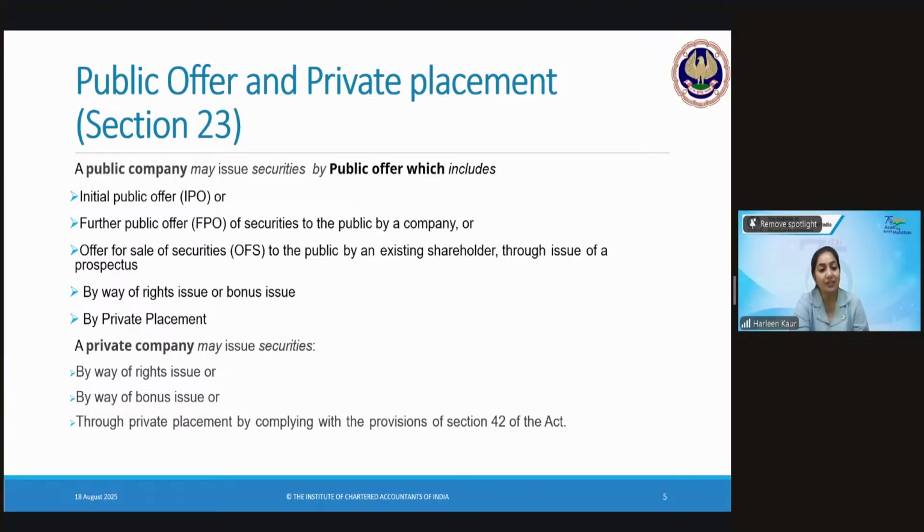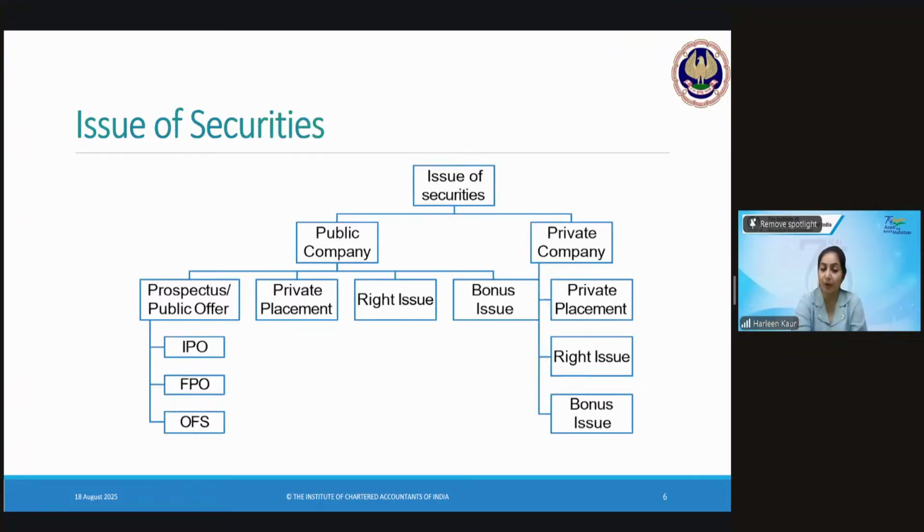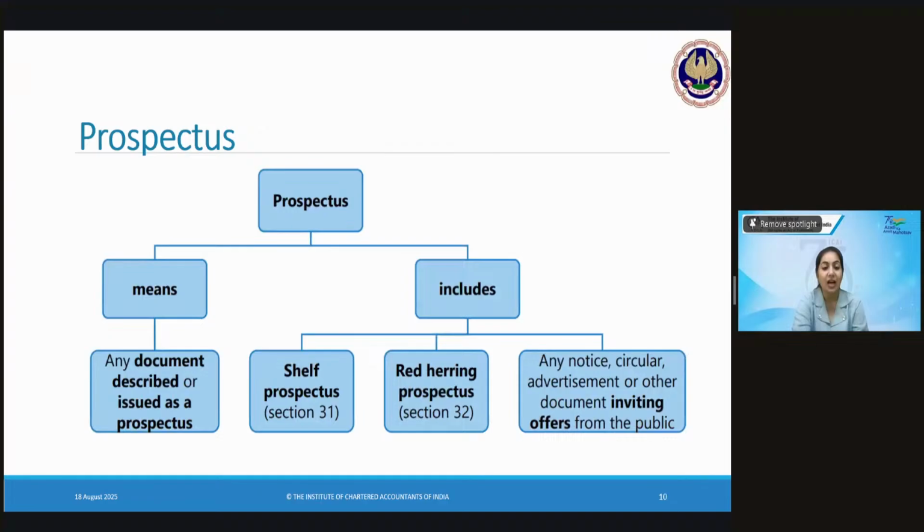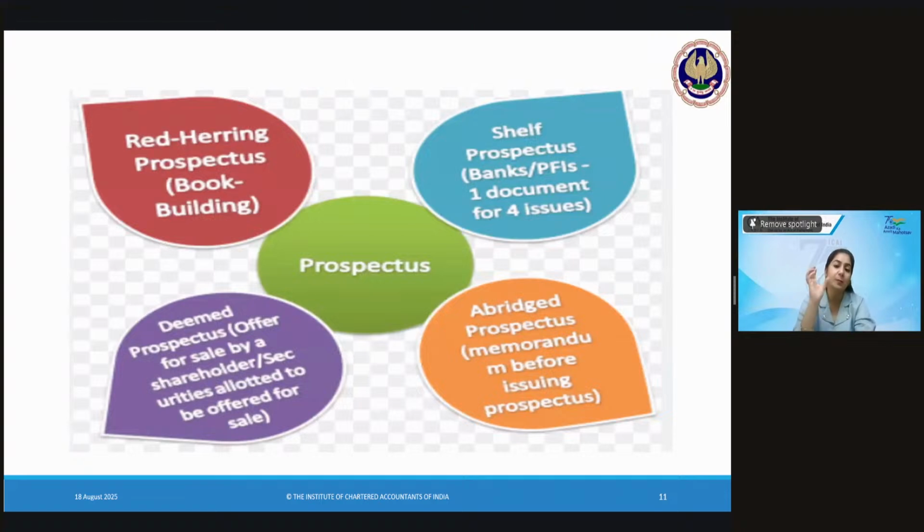Then we said rights issue and bonus issue are also a part of public offer as well as private securities. Definitions were discussed. Under prospectus in the previous lecture, we discussed shelf prospectus, red herring prospectus, or any advertisement which is issued as a prospectus. What did we do in the case of advertisement in lieu of prospectus? That was the case where any ad is being issued, then the memorandum specifically which is being used shall contain the following important things.